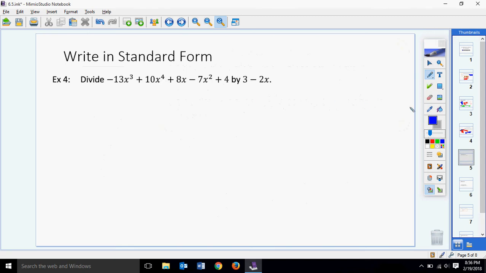Let's look at example 4. So sometimes they're kind of evil and they don't give it to you in standard form. So we want to make sure that we write this in standard form before we do anything else. Now we're dividing this polynomial by this polynomial, which means my long polynomial goes inside my house and my little polynomial goes outside. So if I'm doing my little polynomial in standard form, the x term would have to come first. And remember, we want to keep the sign that's in front of it. So it's a minus 2x and a positive 3.